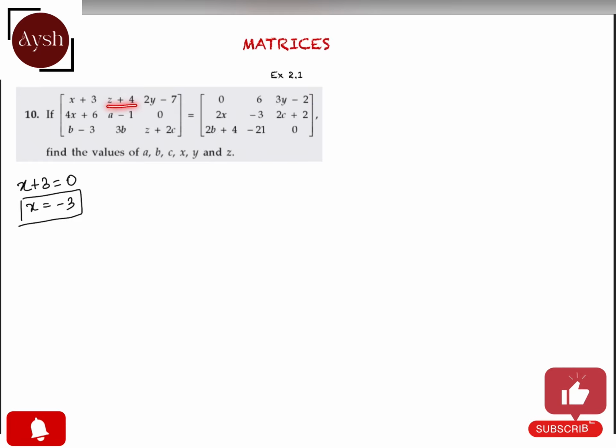Next z plus 4 is equal to 6. So z plus 4 is equal to 6. Z is equal to 6 minus 4. Z is equal to 2.